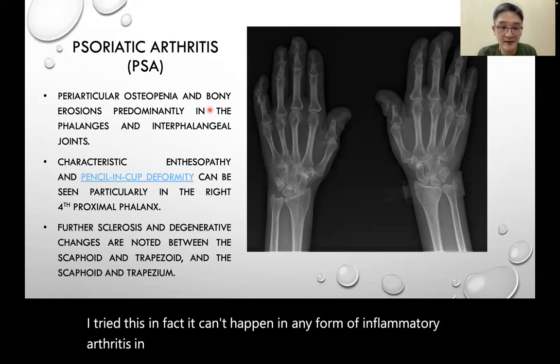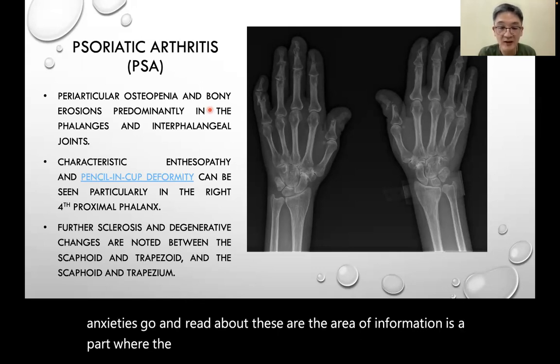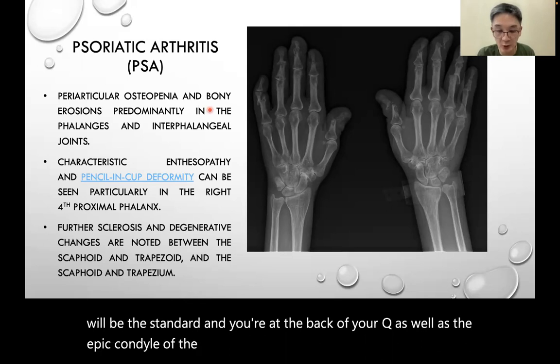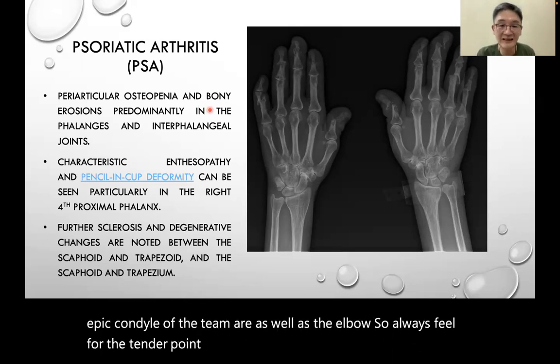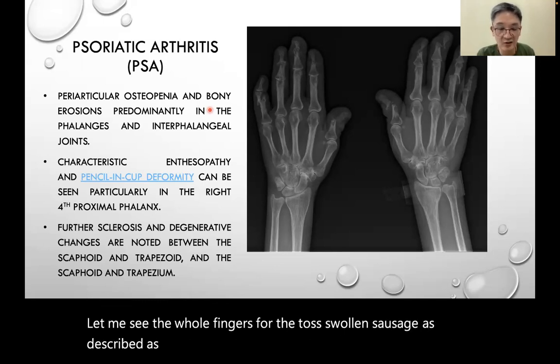As mentioned just now, I mentioned enthesitis. Go and read about it. These are the areas of enthesial inflammation. The enthesis is the part where the tendon is attached to the bone. The commonest places you look for are the Achilles tendon at the back of your heel, as well as the epicondyle of the femur, as well as the elbow. So always feel for the tender point there. Another thing is called dactylitis. You will not miss it. The whole finger or toe is swollen like a sausage, described as a sausage digit. So these are the hallmarks of psoriatic arthritis.